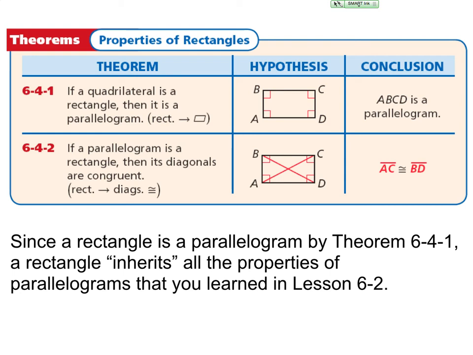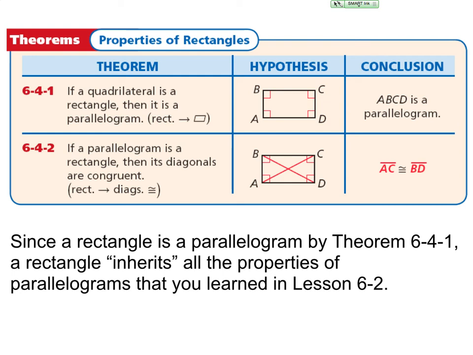The diagonals are congruent on a rectangle. They're not perpendicular. You should have found they do bisect each other. Well, that falls under the category of parallelogram. So that kind of supports our theorem 641. If a quadrilateral is a rectangle, then it is a parallelogram, meaning that anything that's true about a parallelogram is true about a rectangle, because a rectangle is a parallelogram.